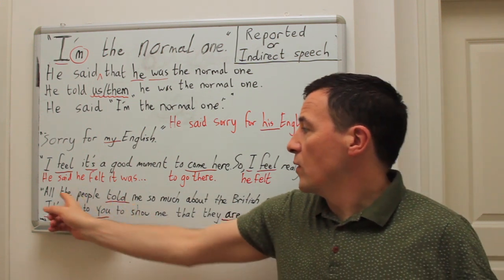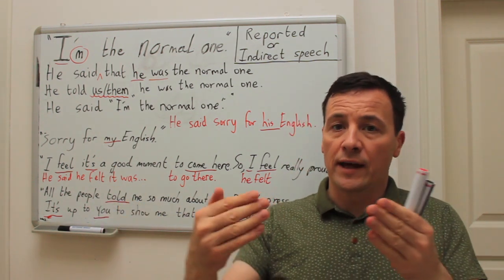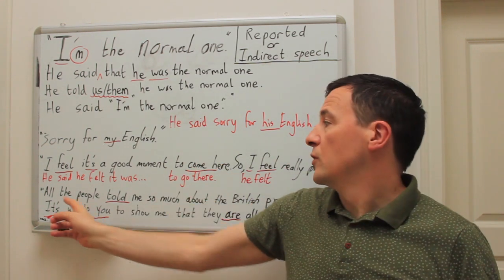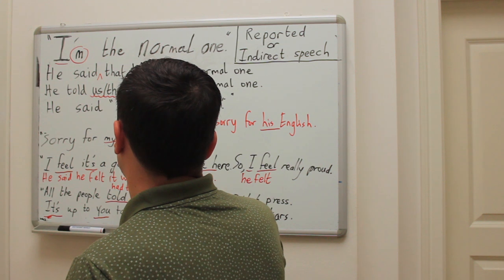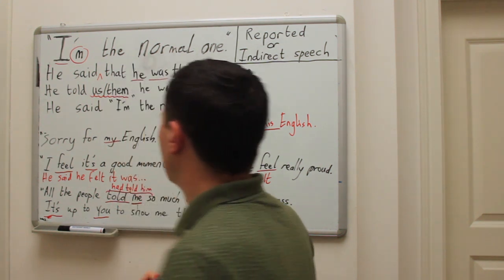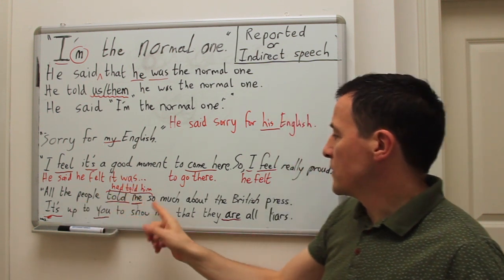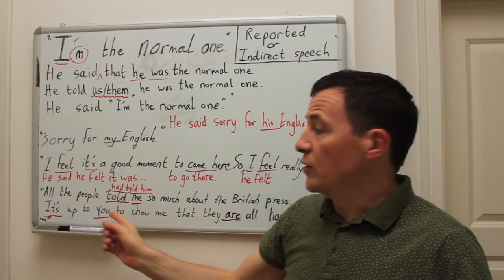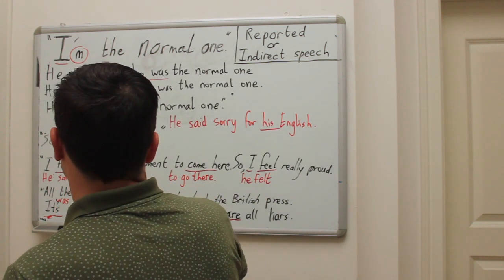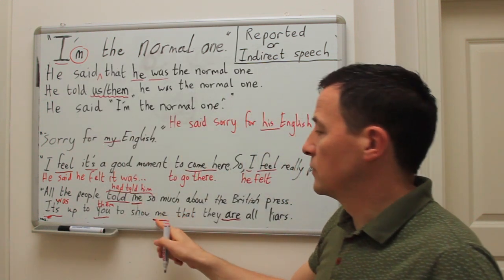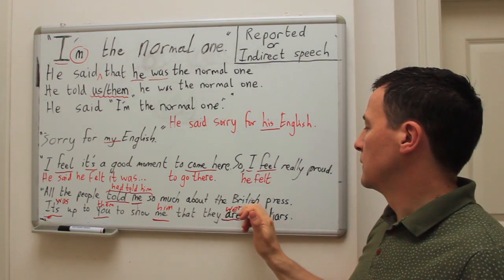In this final sentence here, all the people told me, you can report that as he said that all the people told him, or again you can change the tense back from past simple to past perfect. So he said all the people had told him. So we're changing past simple to past perfect, had told, and me to him. All the people had told him so much about the British press. It is up to you. So he said it was up to them to show him that they were all liars.